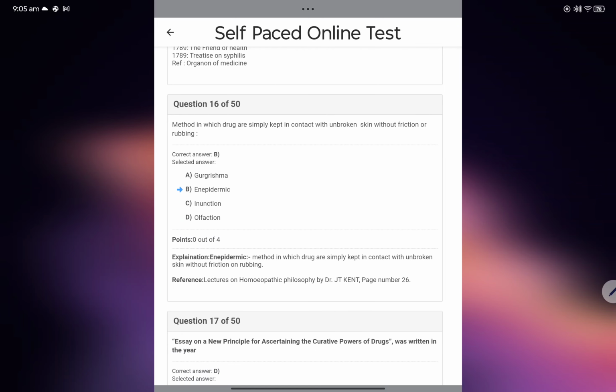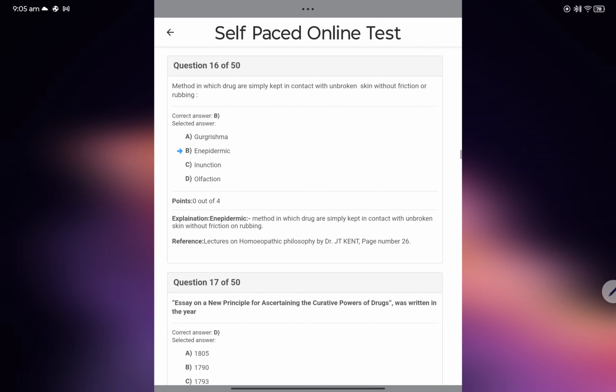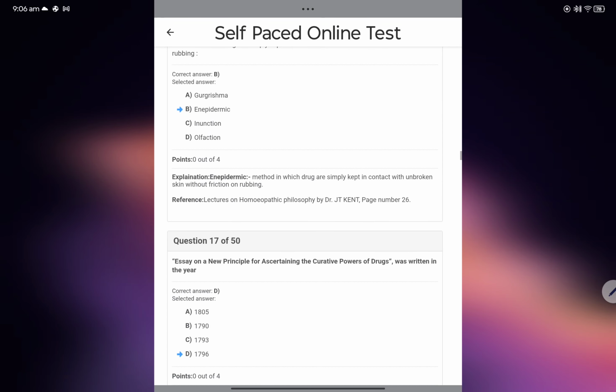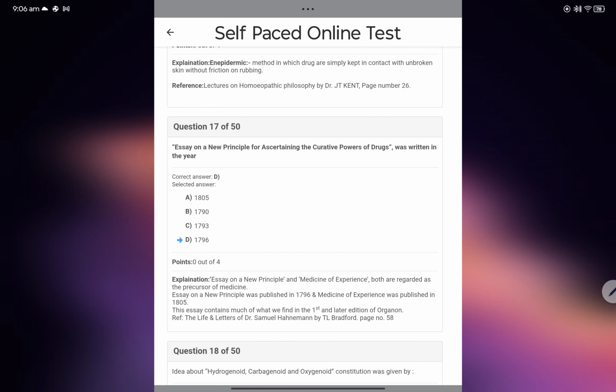Next question, method in which drugs are simply kept in contact with unbroken skin without friction or rubbing. The method is called endermic. So endermic is the method in which drugs are simply kept in contact with unbroken skin without friction or rubbing. Next question, essay on new principle for ascertaining the curative power of drugs was written in the year 1796. Essay on a new principle for ascertaining the curative power of drugs was written in the year 1796.